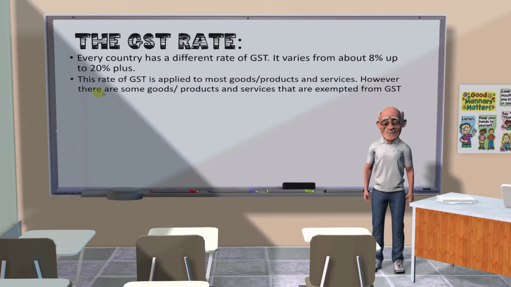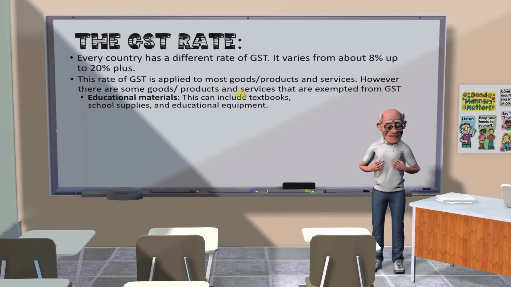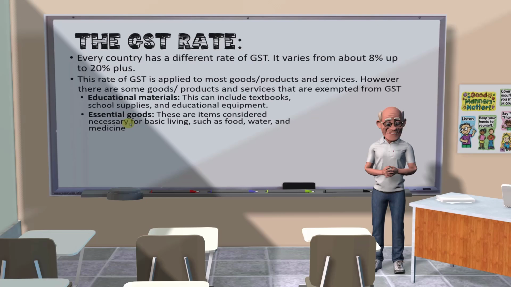However, there are some goods, products and services that are exempted from GST. There are certain goods where you don't have to pay GST. That is educational materials. This can include textbooks, school supplies and educational equipment. It all depends. And of course, essential goods. These are items considered necessary for basic living, such as certain foods, not all foods, water and medicine. This is something you have to check with your own country and your own government, because it will differ from country to country. And once again, medical supplies and services.